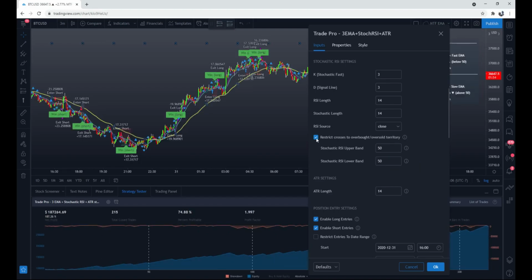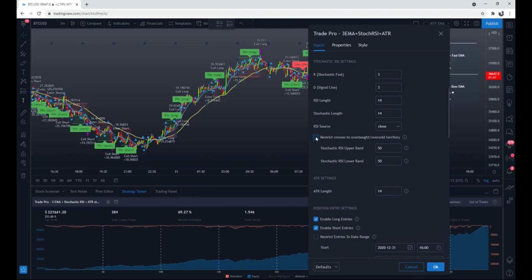Or I'll quickly see what happens if we don't restrict it. So it's just going to take all crosses of the stochastic RSI. So this is taking every single cross. You can see there are a ton of entries coming down here. Ton of entries. So now we have 384 trades with a 69% win rate, profit factor of 1.5, 221% profit. So you can customize it to do whatever you would like. And it seems that all of these performed pretty well, and it's going to depend on what you want to do.